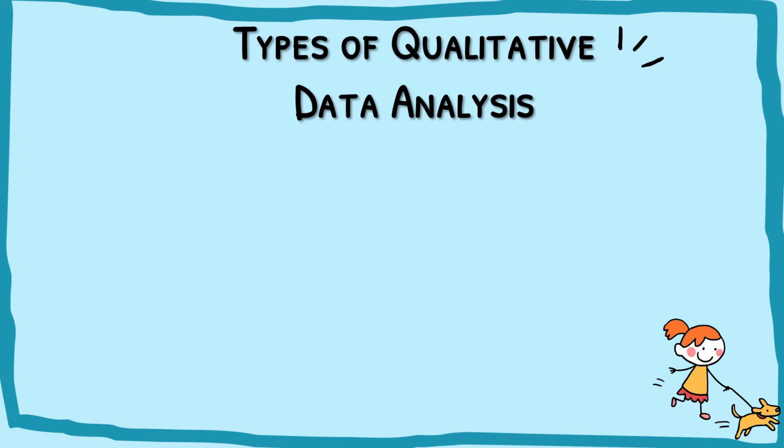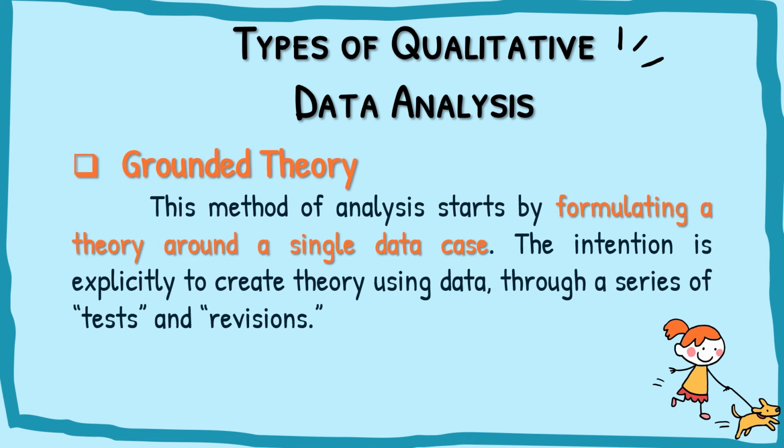The fourth type of qualitative data analysis is the grounded theory. This method of analysis starts by formulating a theory around a single data case. The intention is to explicitly create theory using data through a series of tests and revisions. Grounded theory is also called analytic induction. This is a method that attempts to develop causal explanations of a phenomenon from one or more cases being studied. Explanations are altered as additional cases are studied until the researcher arrives at a statement that fits all cases.